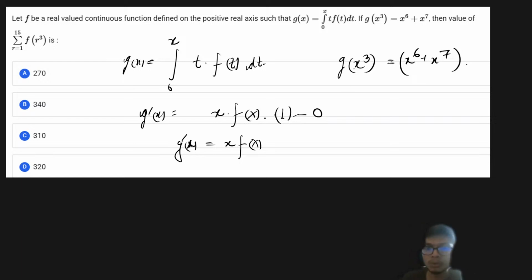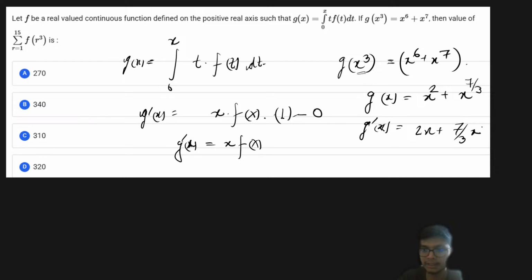And again, if you look at this problem over here, now in place of x cube, you put x. If you change x cube as x, this is going to be x squared plus, this is going to be x to the power 7 by 3. And now if I apply g dash of x over here, this is going to be 2 times of x plus 7 by 3 times of x to the power 4 by 3, right? And this is basically equal to this particular expression over here, right?